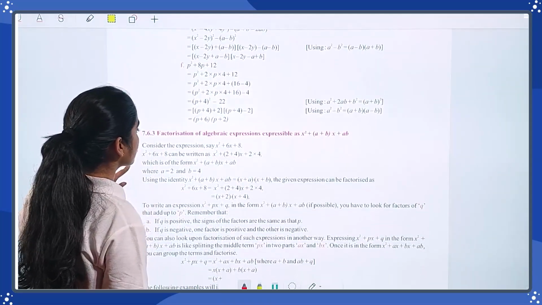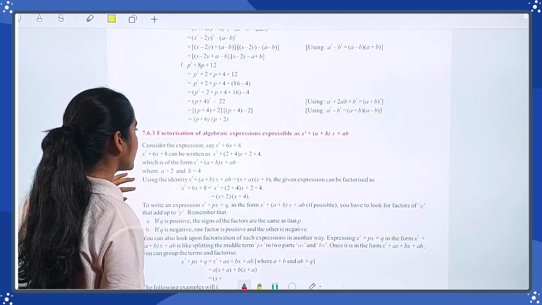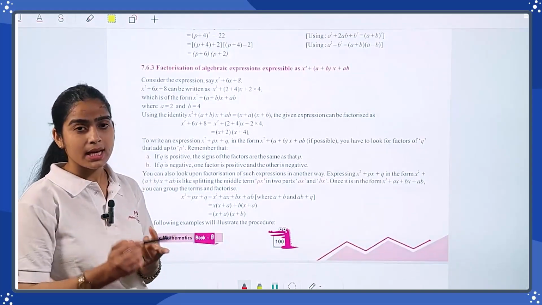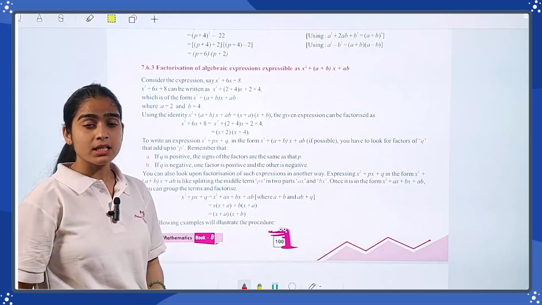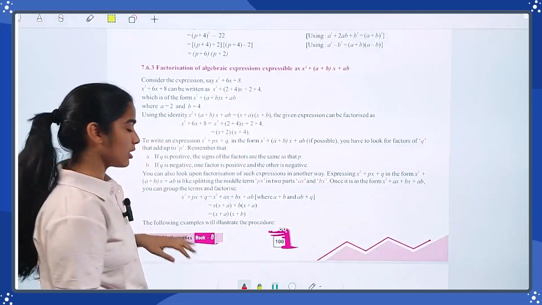So now factorization of algebraic expressions of the form x square plus (a plus b)x plus ab. So now you have to identify your x, a and b, and then these values should be put into this identity and you will get your answer.